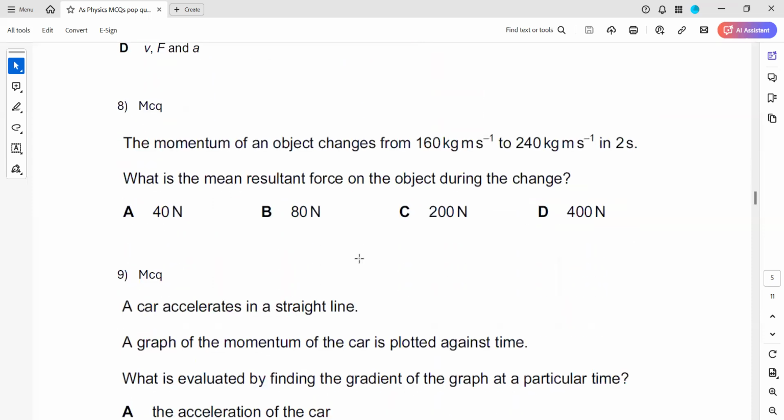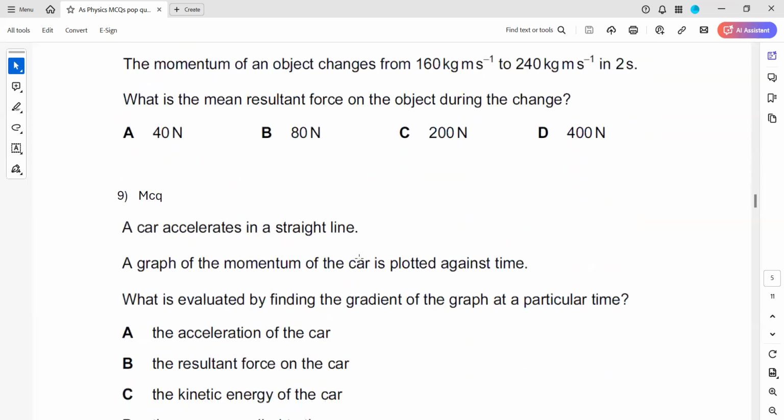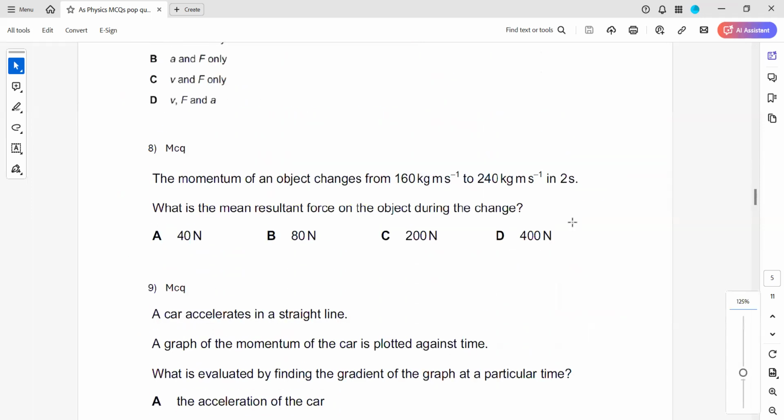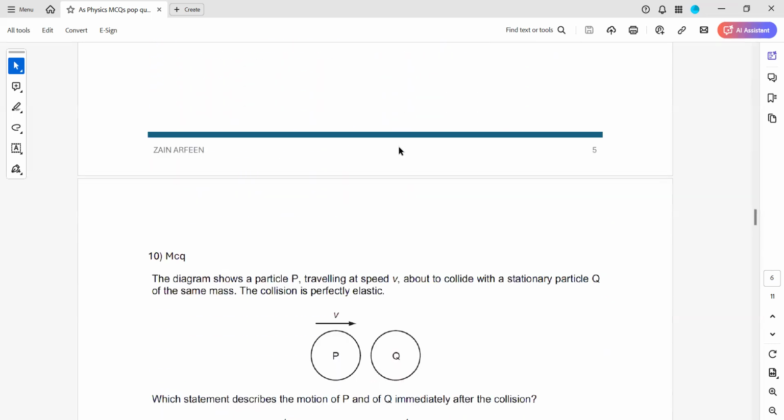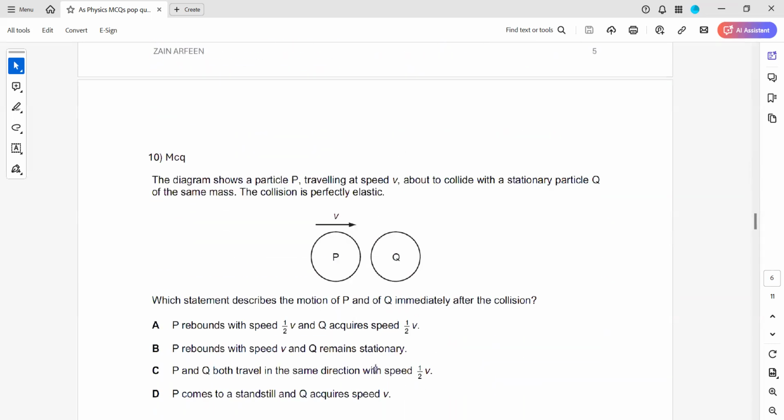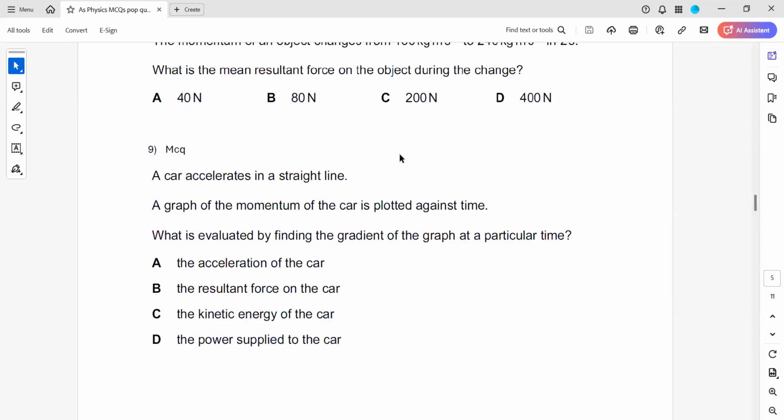Question 5, question 7, 8 or 9. Any doubt? Question 7, okay.